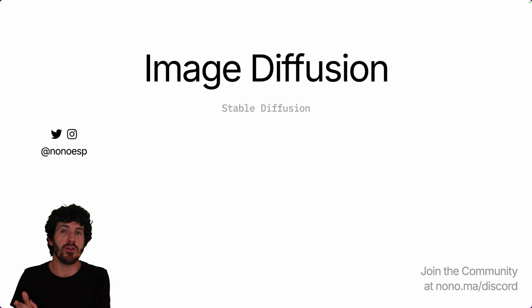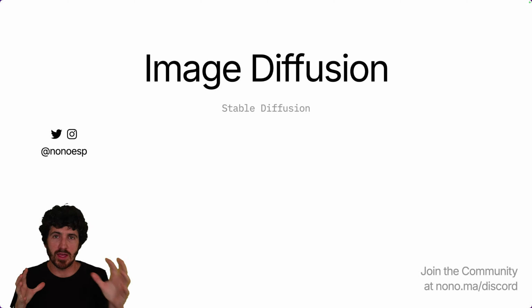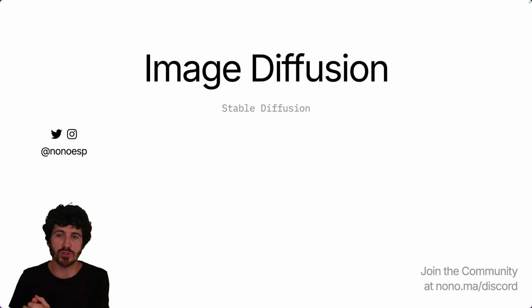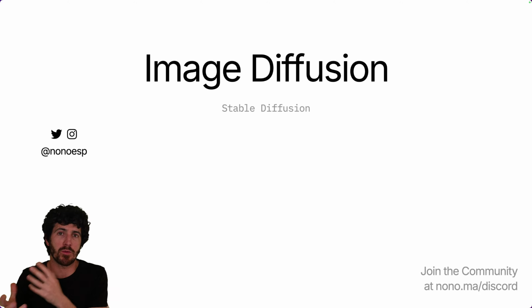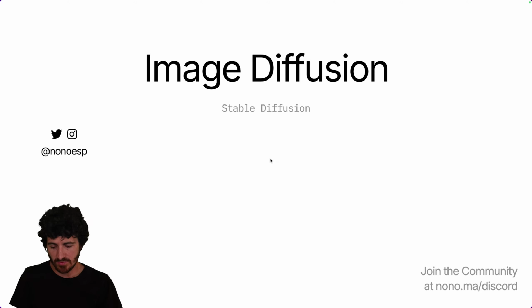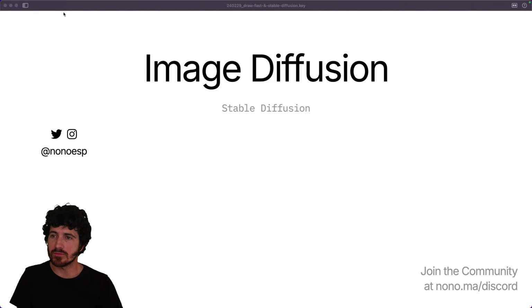Hi everyone, it's Nono here, and in this section we're going to research a bit or create some slides as an introduction to image diffusion and what Stable Diffusion, one of the open models of image diffusion, is. We can also explore DALL-E 3 and other models that allow us to generate images. So it's kind of like a bit of research, and I'm building a presentation.